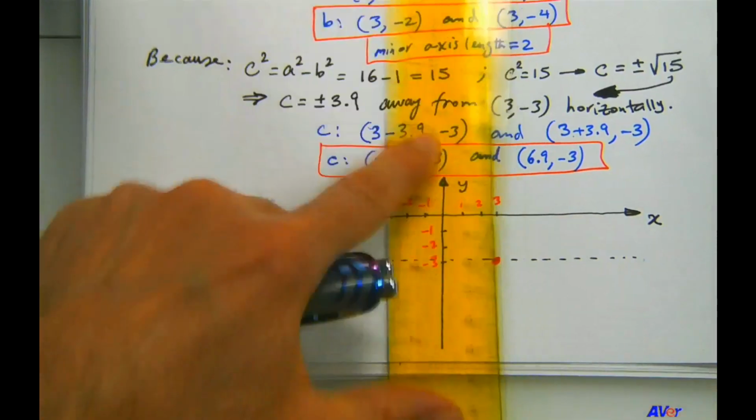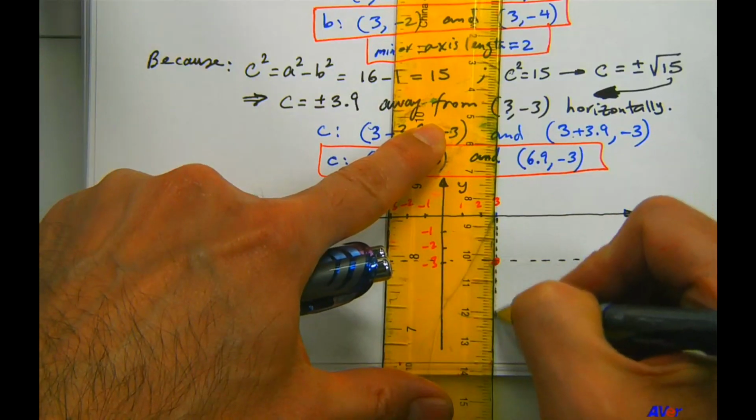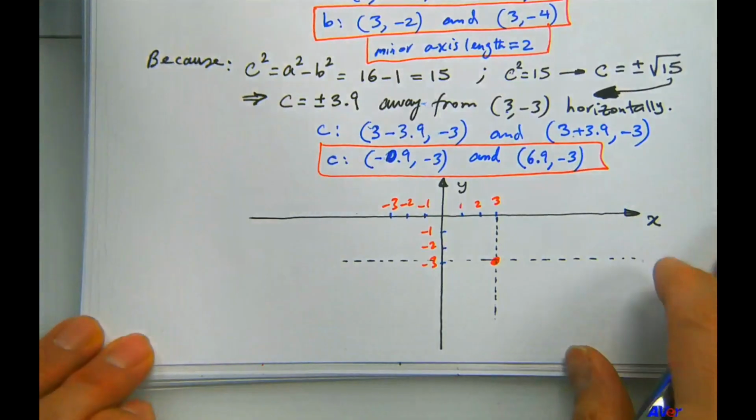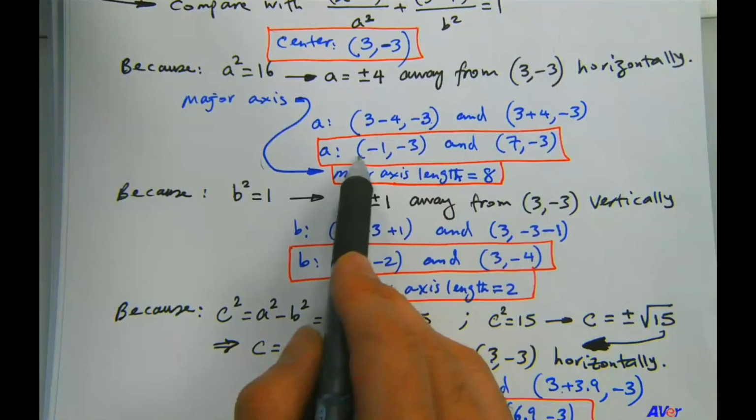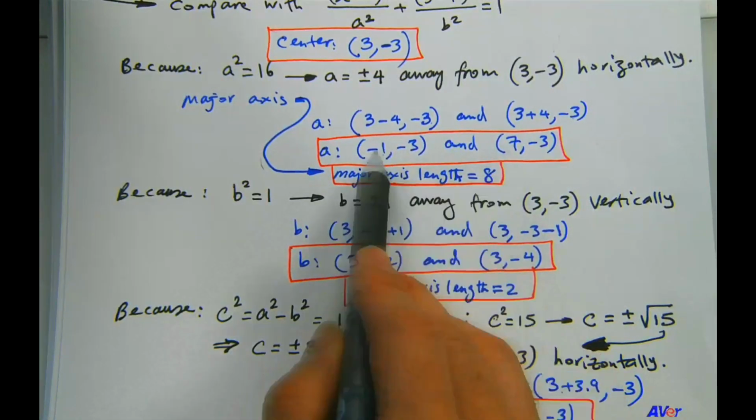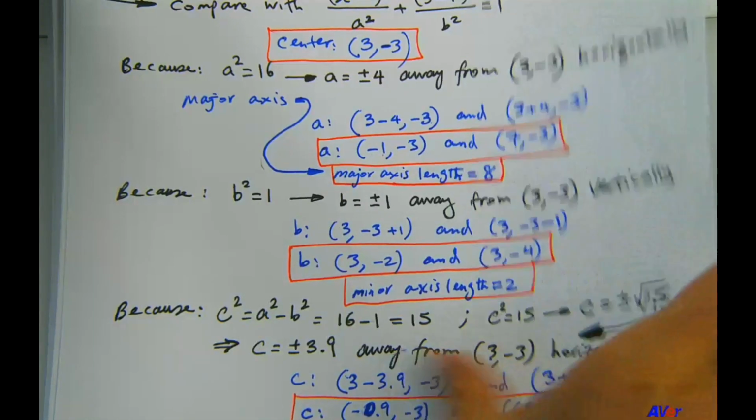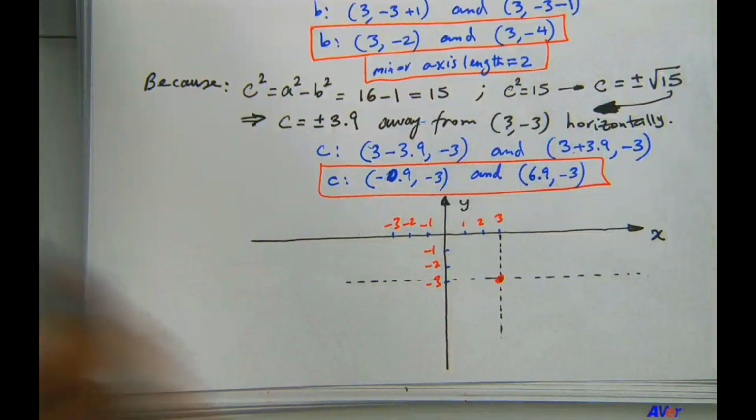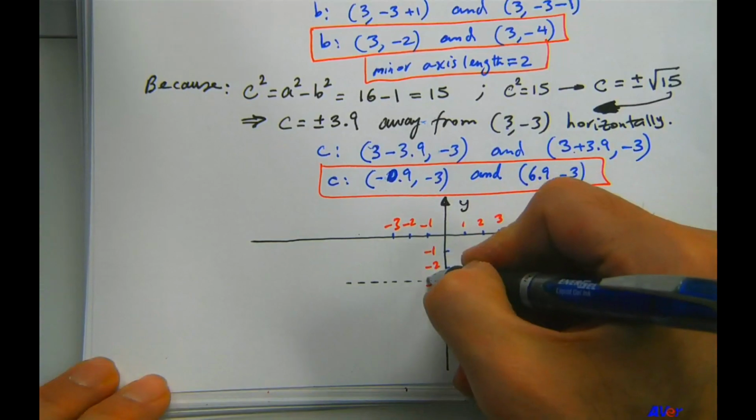Like that. And the minor axis should be vertical, going through the center, like that. So looking at these values, the vertices along the major axis are at these locations. I'm going to plot these two points, -1, -3. That would be that point right there.